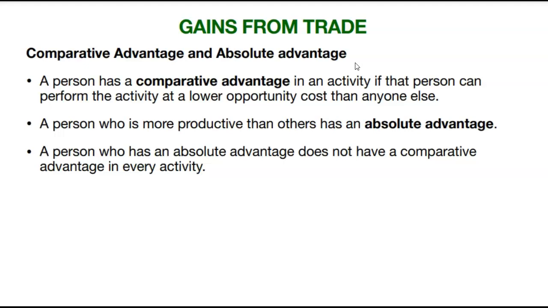For example, comparative advantage. If my opportunity cost for making one pizza is 10 CDs, and for someone else it's one pizza to 20 CDs, I will have the comparative advantage because I'm only giving up 10 CDs where the other person has to give up 20 CDs. For absolute advantage, if I produce 100 products and somebody else produces 10,000 products, they have the absolute advantage because they are producing more products than me.